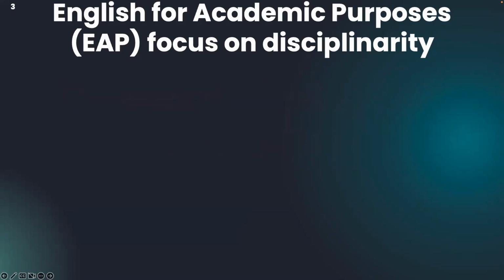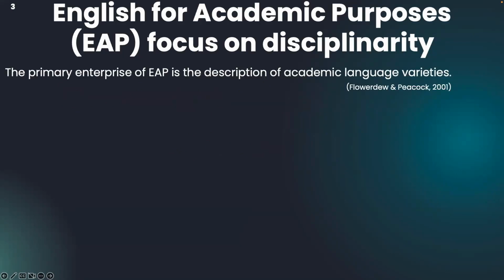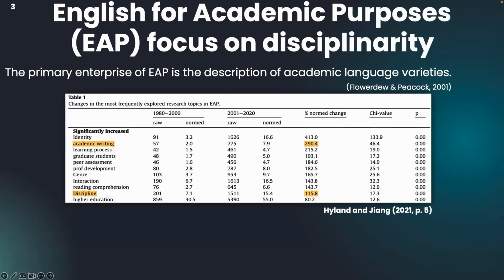So EAP's primary enterprise is description of academic language varieties. Such descriptions are most frequently centered on published research articles from numerous disciplines and subdisciplines. And the focus on writing and disciplinarity has actually persisted. It's been at the forefront of EAP research for the past 40 years. So just for an illustration, here's a screen grab from a research article published recently on bibliography of EAP. You can see that academic writing and disciplinarity have been among the top foci in the past 4 decades.